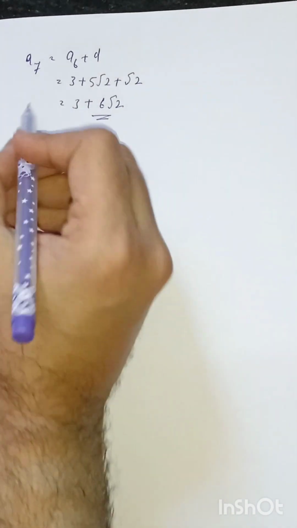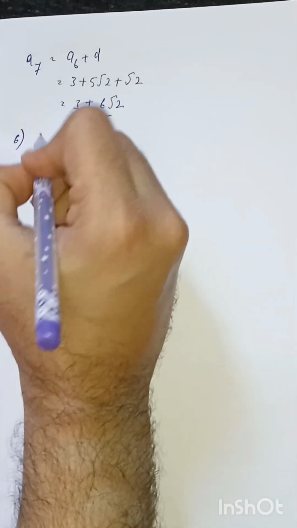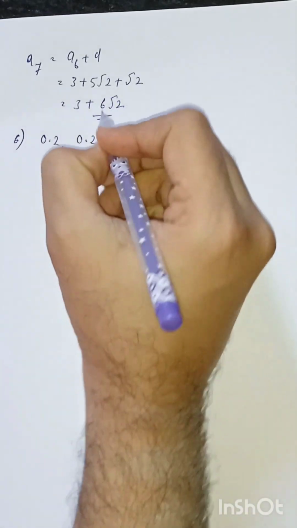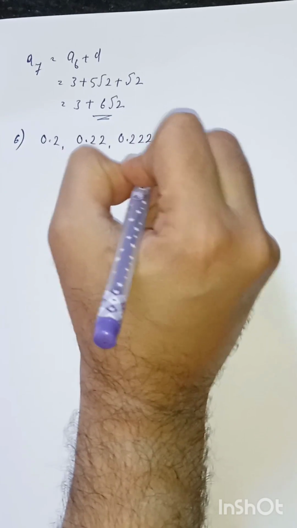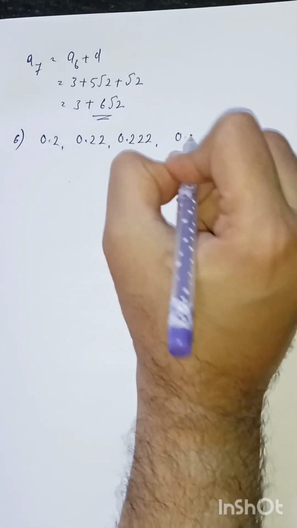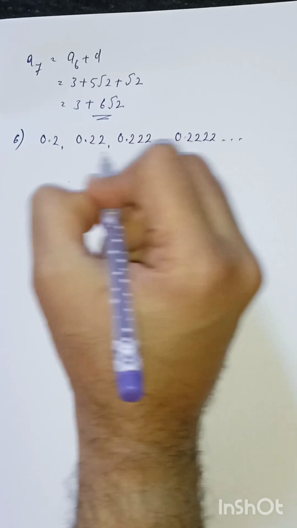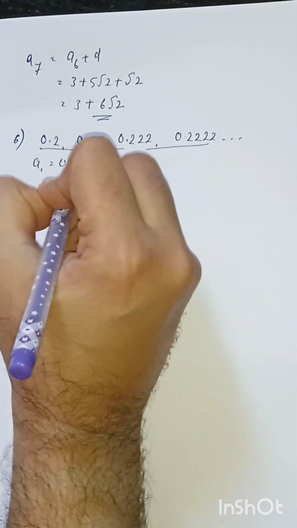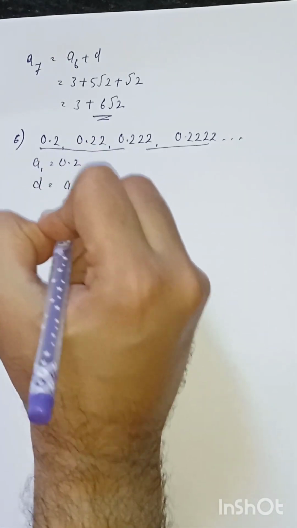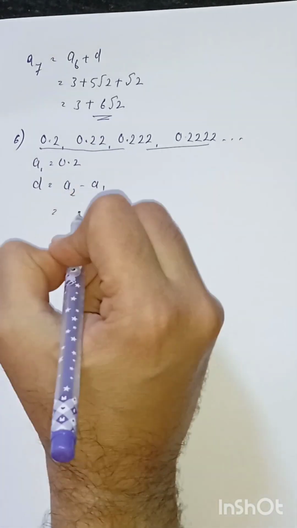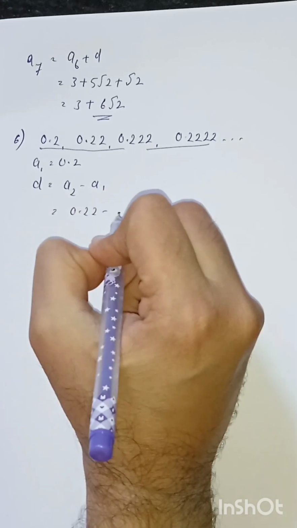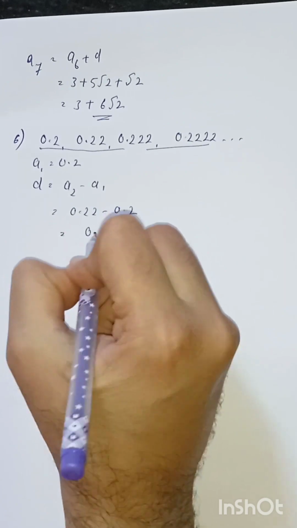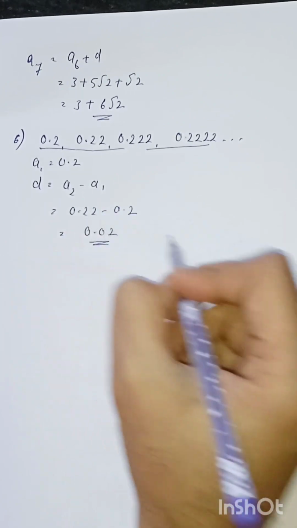Let's do the sixth problem. The sixth problem is 0.2, 0.22, 0.222 and then 0.2222. Here let's find out. A1 is 0.2, so D is as usual A2 minus A1, that is 0.22 minus 0.2. You will get the answer of 0.02 when you subtract this.